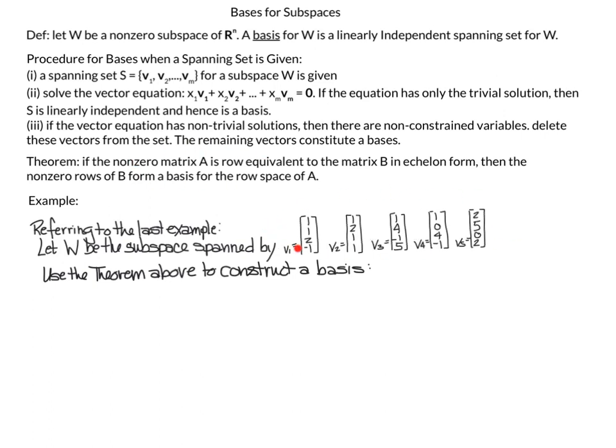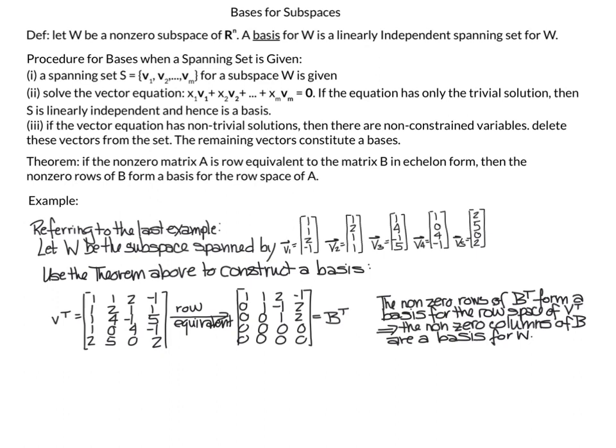We're going to redo our last example where we had V1 equals 1, 1, 2, negative 1. V2 is equal to 1, 2, 1, 1. V3 is equal to 1, 4, negative 1, 5. V4 is equal to 1, 0, 4, negative 1. And V5 is equal to 2, 5, 0, 2. We're going to use this theorem now to construct a basis.